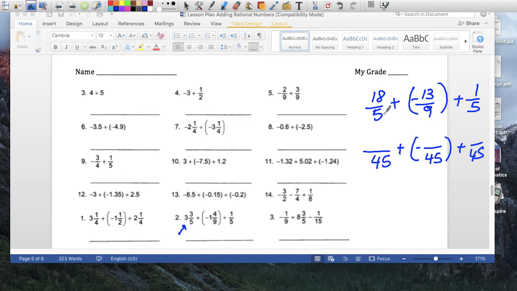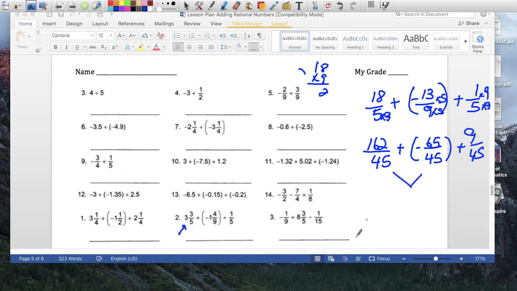So 5 times what's 45? It's times 9. So if I multiply 18 times 9, it's going to give me 162. 9 times 5 is 45, and then 13 times 5 is 65. And the last one, how did the 5 become a 45? Times 9, and then times 9 on top.